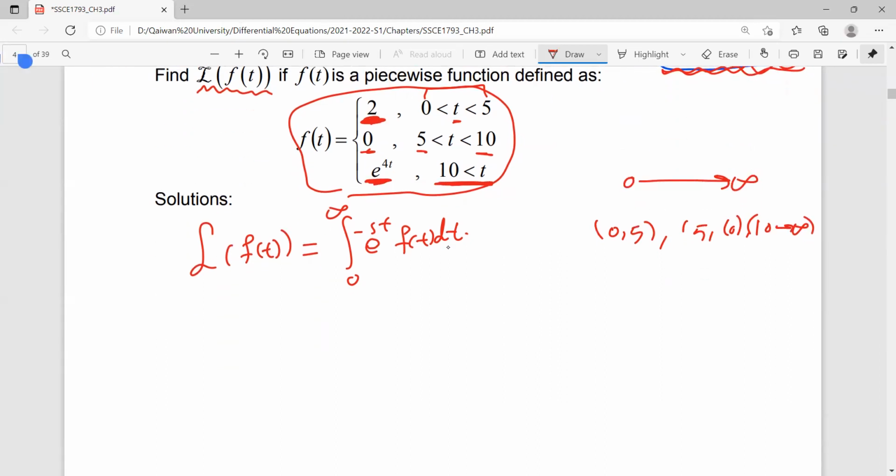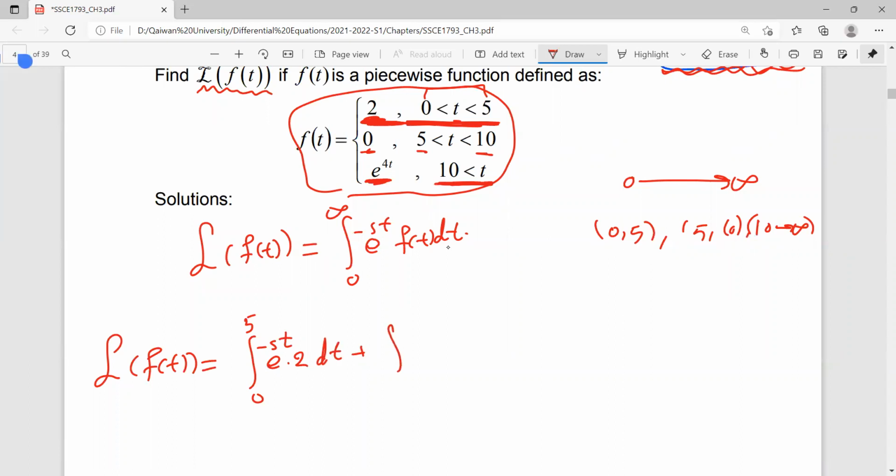So we say the Laplace transform of f of t equals the integration from 0 to 5 of e to the power minus st times f of t. What's f of t in this interval? What's f of t in the interval from 0 to 5? It's 2. It's only 2. As you see, from 0 to 5, the function is 2, dt.